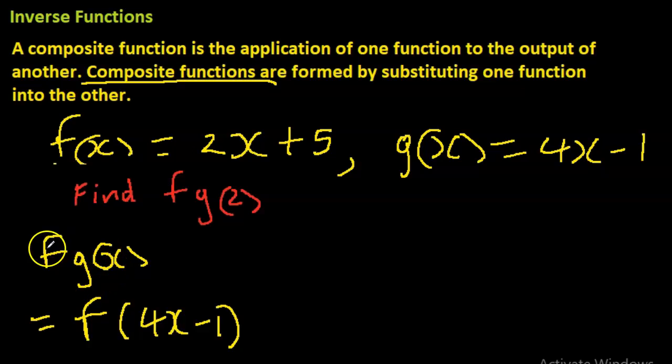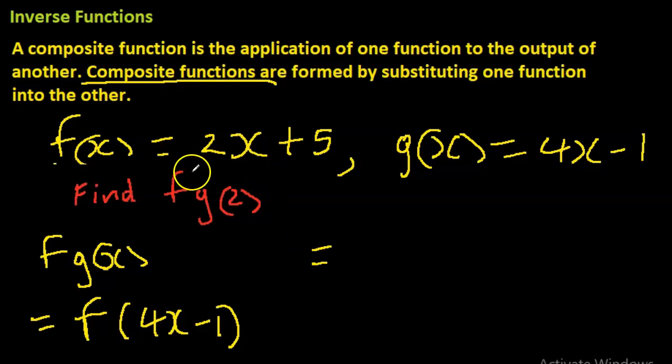So we plug g into f, meaning we want to replace the x with whatever the function is. In this case, 4x minus 1. Alright, so it's like we're finding f of 4x minus 1. Now here's f of x, 2x plus 5. So you're finding f of 4x minus 1.